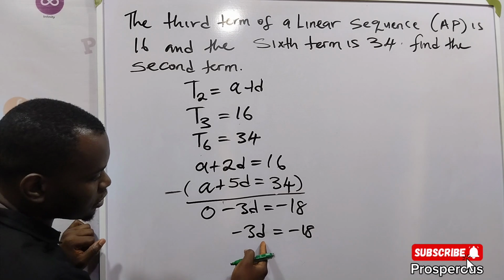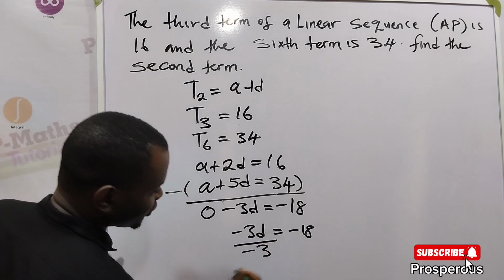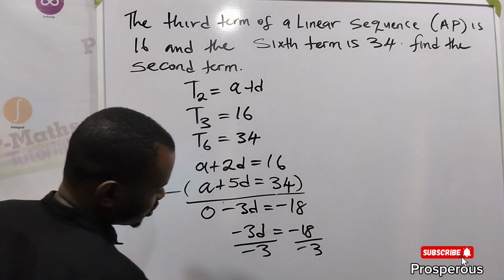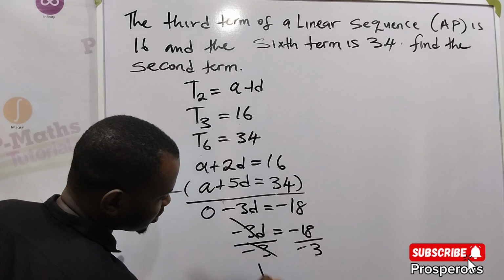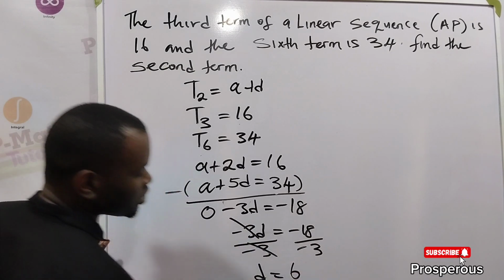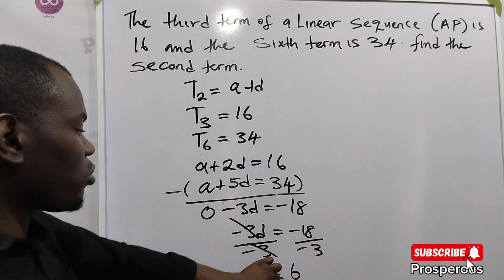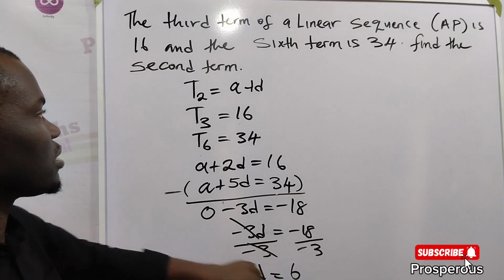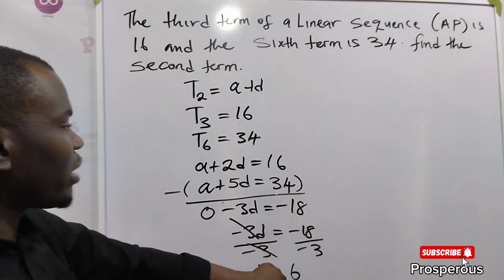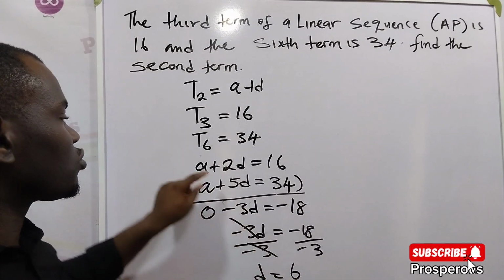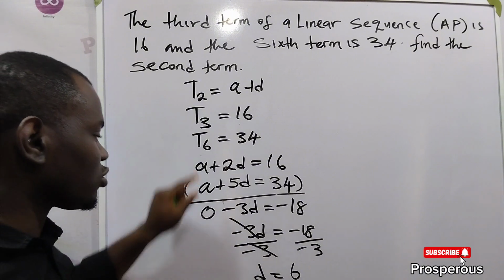Let's find D from here. Divide by minus 3, divide by minus 3. So our D would be equal to positive 6. We found our common difference, D, as positive 6. From here we can find our A. Substitute 6 into equation 1 or 2 to get your A.